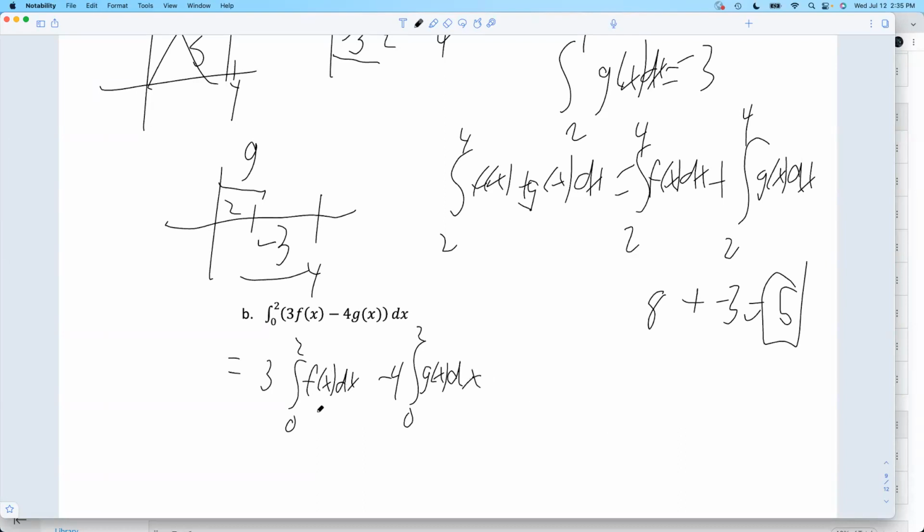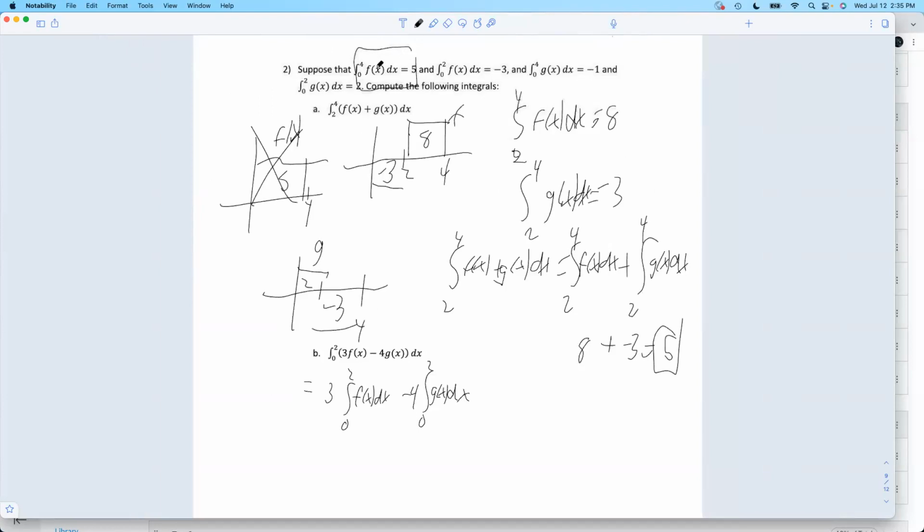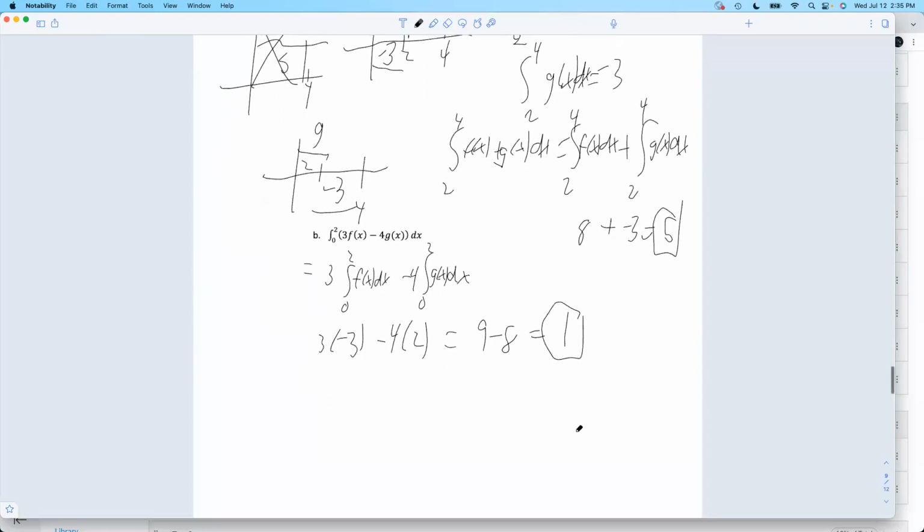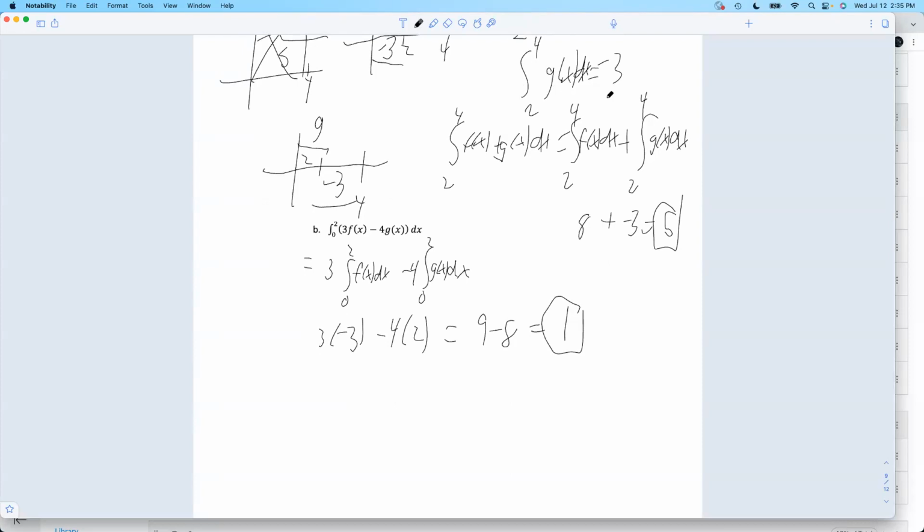And I know both of those numbers. I knew both of those areas. They gave them to me, right? That guy was -3. And this guy was 2. So I think that's 9 minus 8. I think we get 1. These are great problems about properties of integrals, definite integrals.